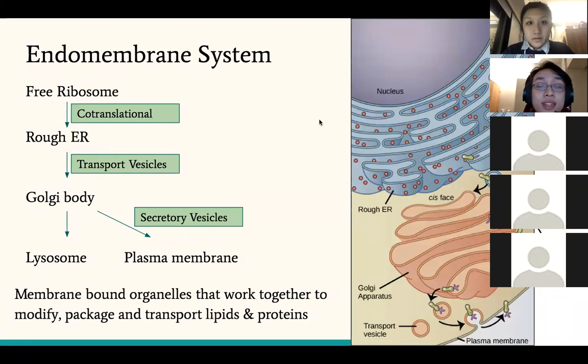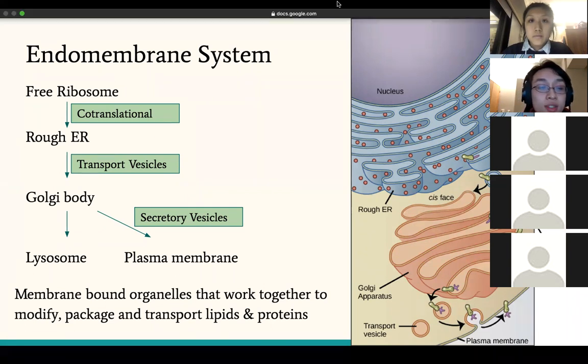We see the free ribosome. It starts the translation, but during translation, the ribosome will actually travel to the rough ER, and the protein will be transferred into the rough ER once it's fully translated. From there, you can see it will travel to the Golgi body through vesicles and either to other places like the lysosome or the plasma membrane to be secreted.